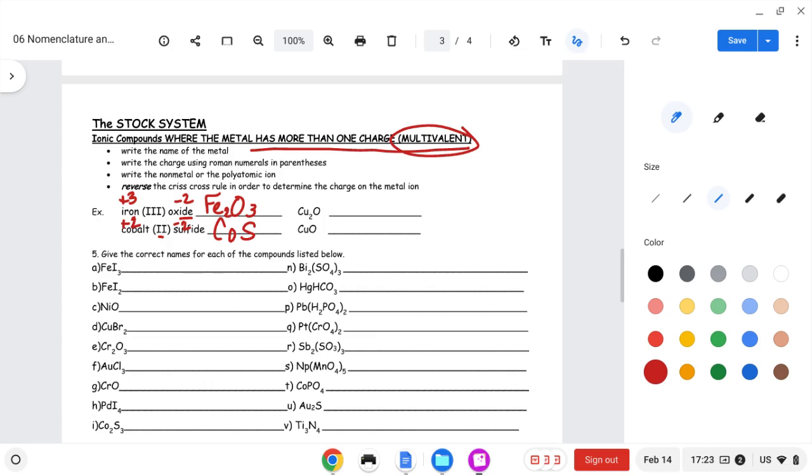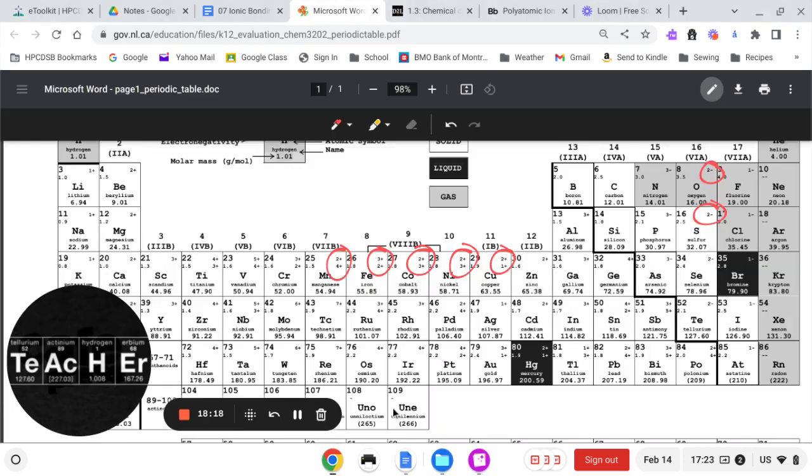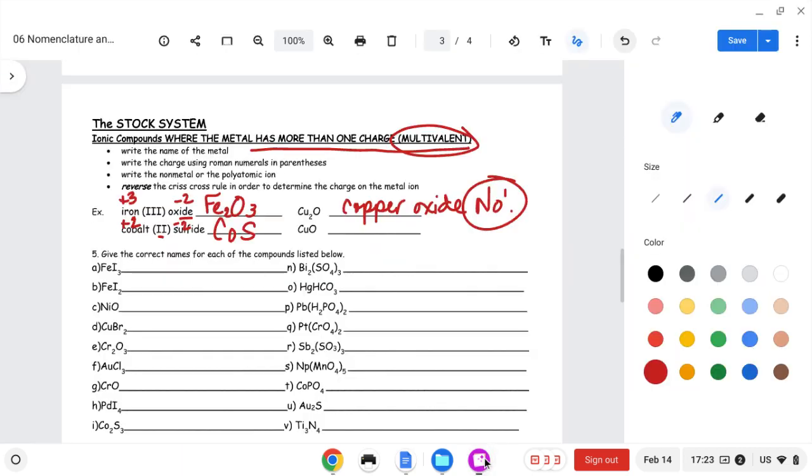Now let's come up with the names for these two right here. And for the first one, I have Cu2O. And you cannot just say, okay, this is copper and oxygen, so this name is copper oxide. You cannot do that. Okay, no. Because when you go to the periodic table, you notice that copper has 2 charges, and you have to tell me what version of copper is in the formula that we're looking at.